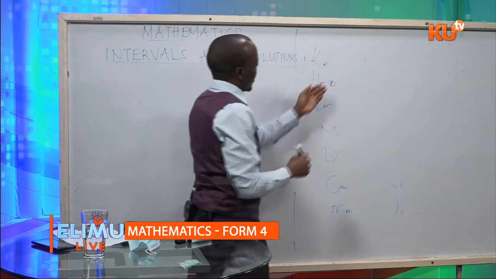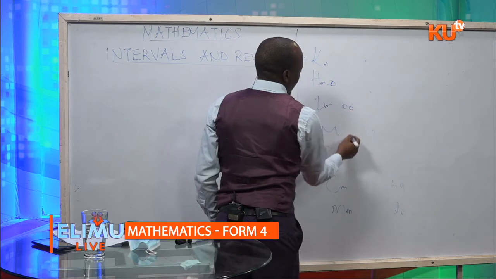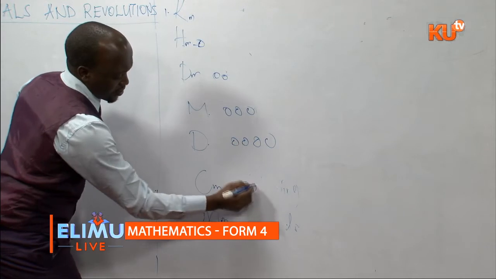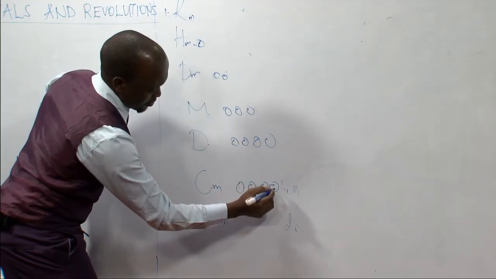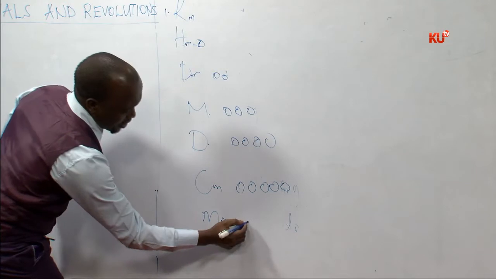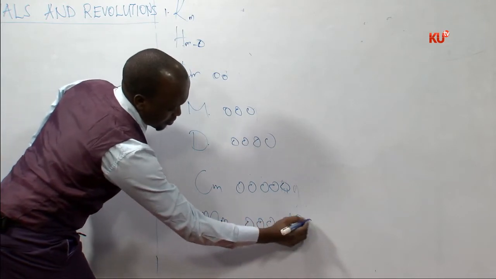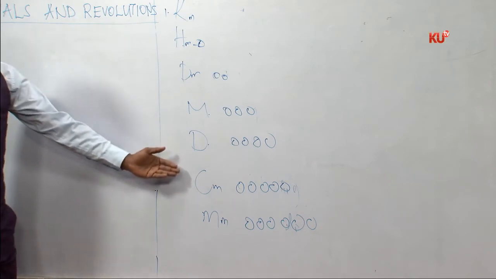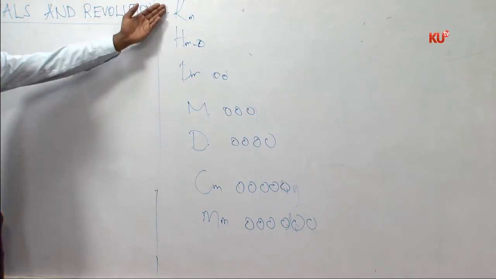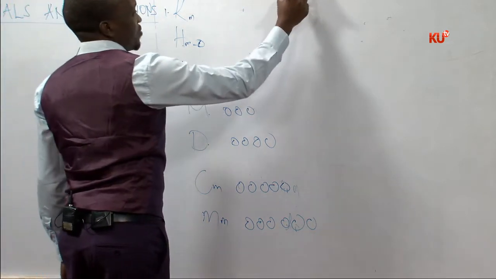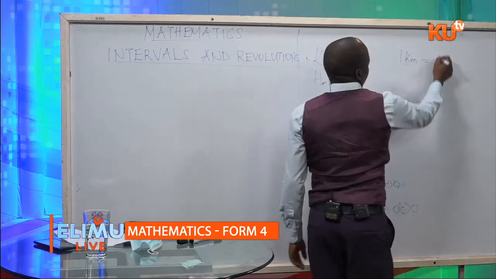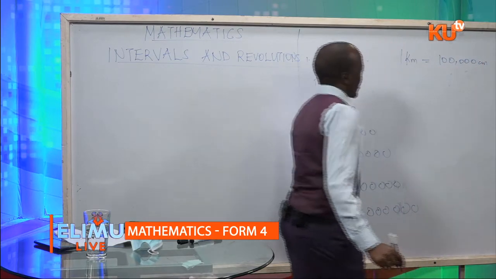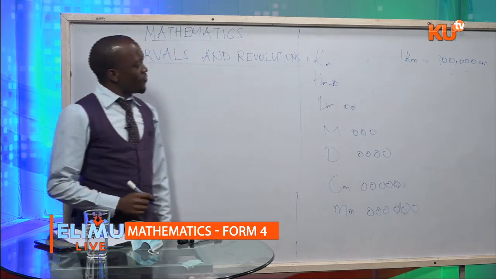They told me, teacher, just write 1 0. Then the next one write 2 zeros. The next one write 3 zeros. The next one write 4 zeros. The next one write 5 zeros. The next one write 6 zeros. So how was this one helpful? This means that when we want to take centimeters to kilometers, we shall find that 1 kilometer is equal to 100,000 centimeters.